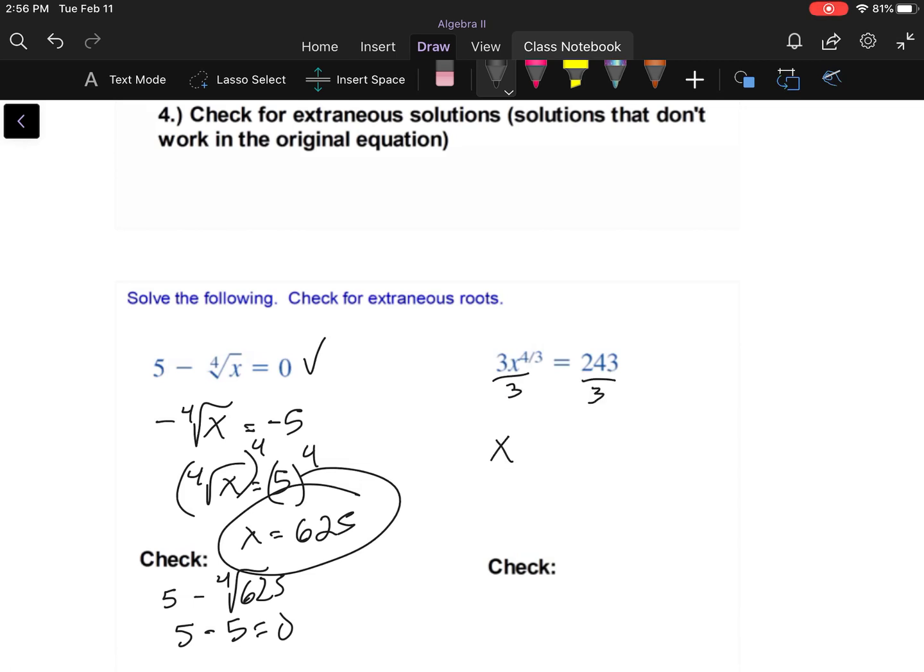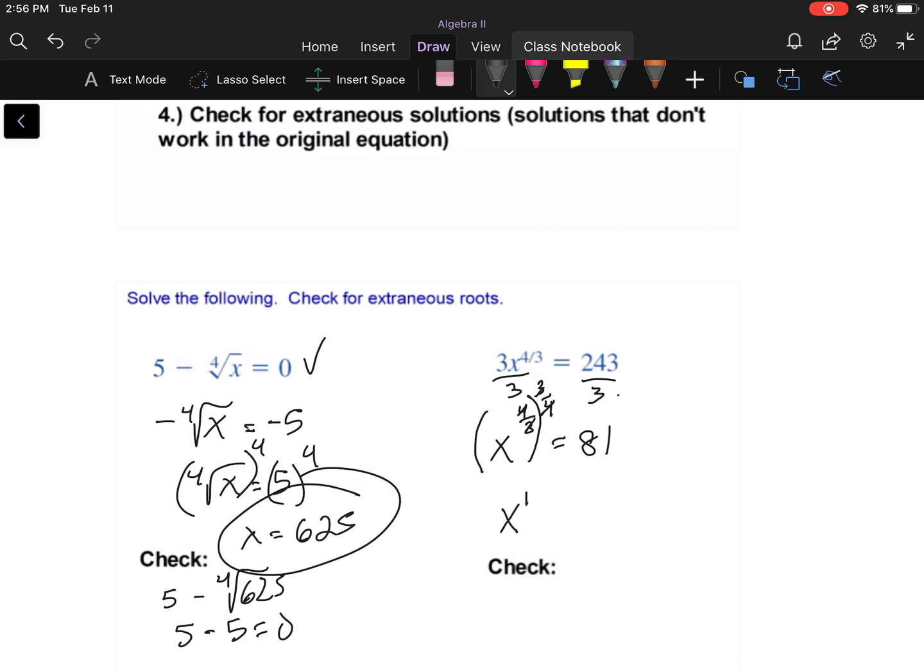Now I'm going to divide by 3. So x to the 4/3 equals 81. Now, this is going to be a little bit tricky. Remember, we're trying to get x to the first power, so I'm going to multiply by the reciprocal of 4/3, so 3/4. That way, when I cancel those out, I'm left with 1.